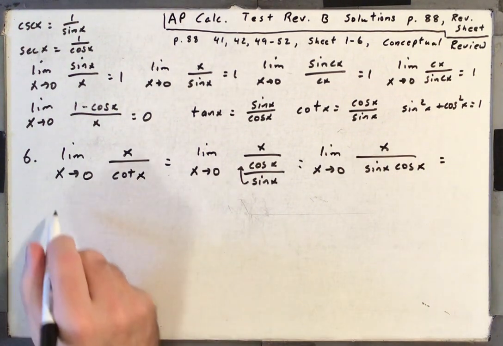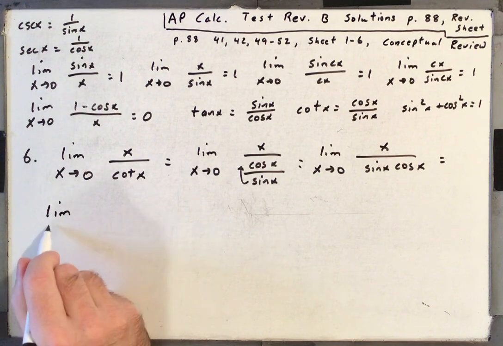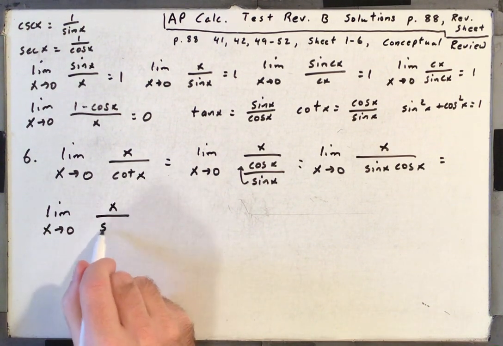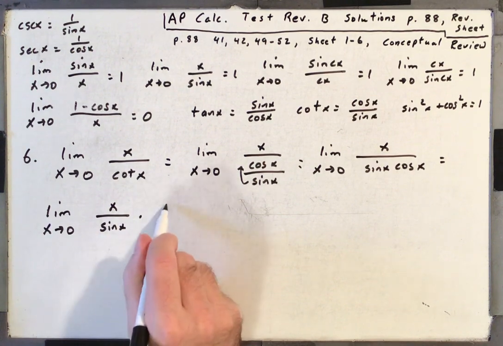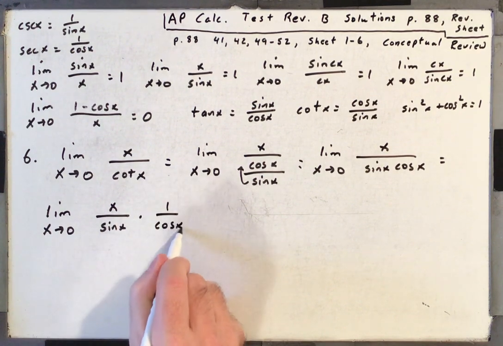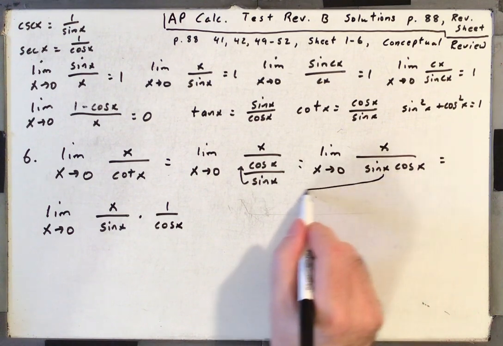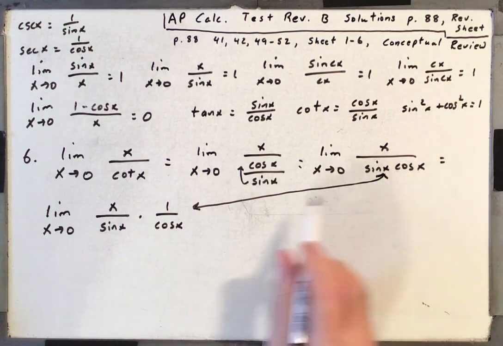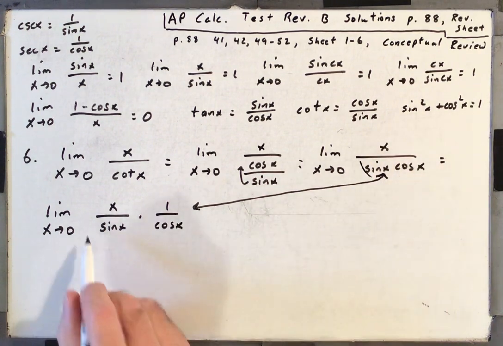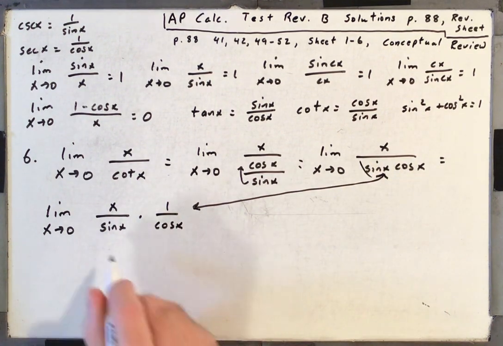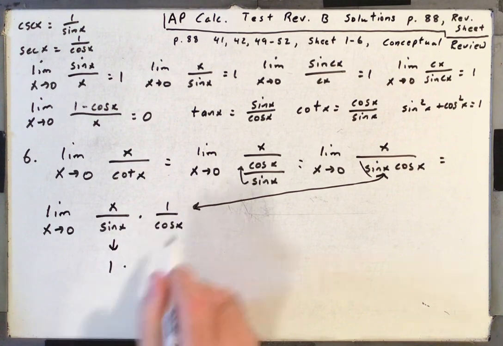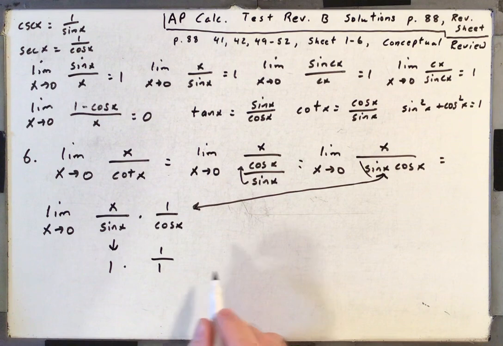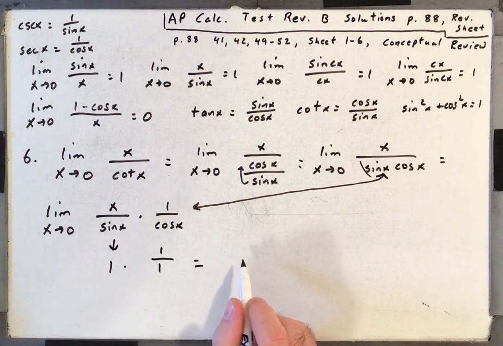And now I can bust that apart into x over sine x times 1 over cosine x. Exact same thing. These two things are equal, right? That equation, it's the same thing. Well, that's 1 times the cosine of 0, which is 1. So 1 times 1. So the answer is 1.